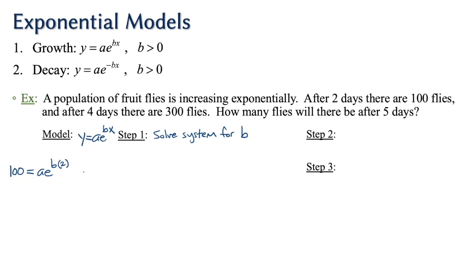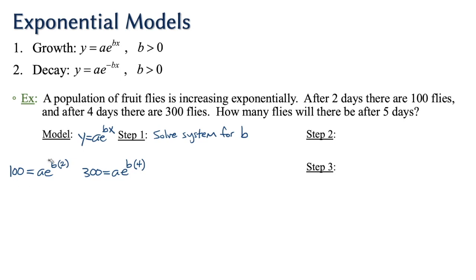Now, the second piece of information was that there were 300 flies after 4 days. So we have our a, e to the b times 4. As you can see, we have two equations, right? Both of them, because we've plugged in for x and y, with unknown a's and b's. So we have a classic system. The easiest way to go about this is to solve for b. So we want to figure out what b is, and once we figure out what b is, it's really easy to find a.